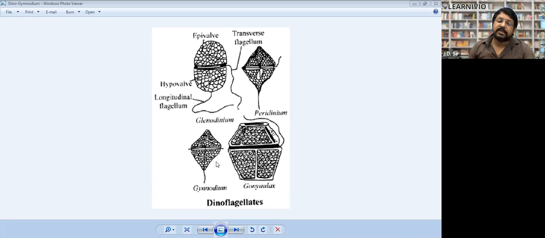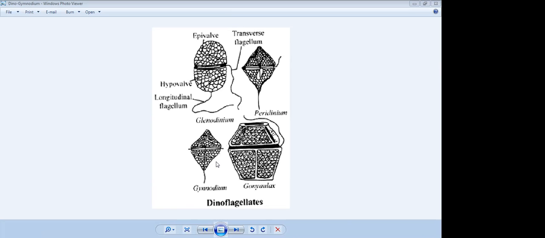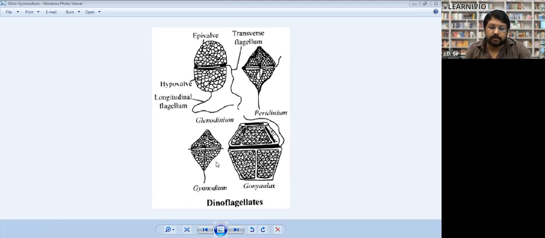So generally in medical examinations, you will get a question: which of the following is responsible for the red tide phenomenon? The answer will be either Gymnodinium, Gonyaulax, or both, because both are responsible for this phenomenon. Is it clear? Yes, sir. Crystal clear. Fine. So take a screenshot of Gymnodinium and Gonyaulax and please draw it.